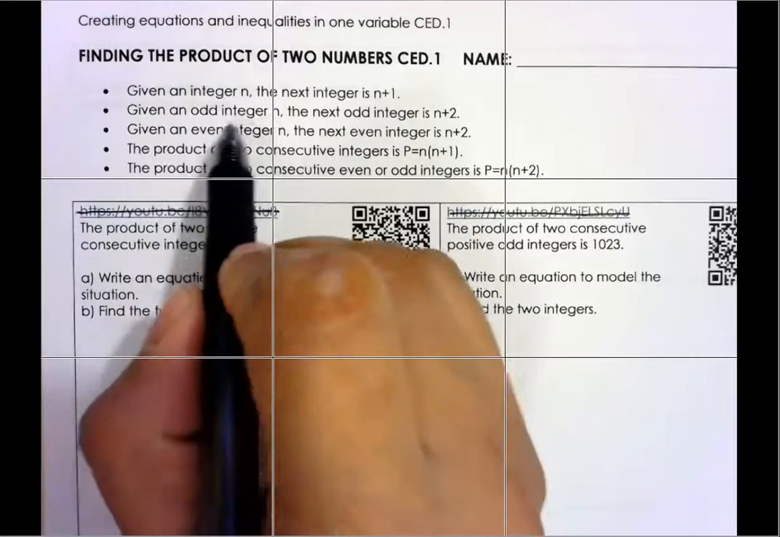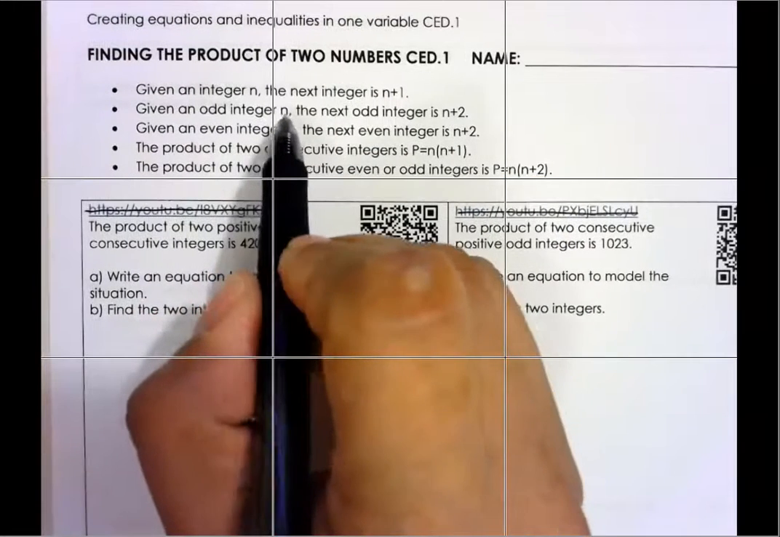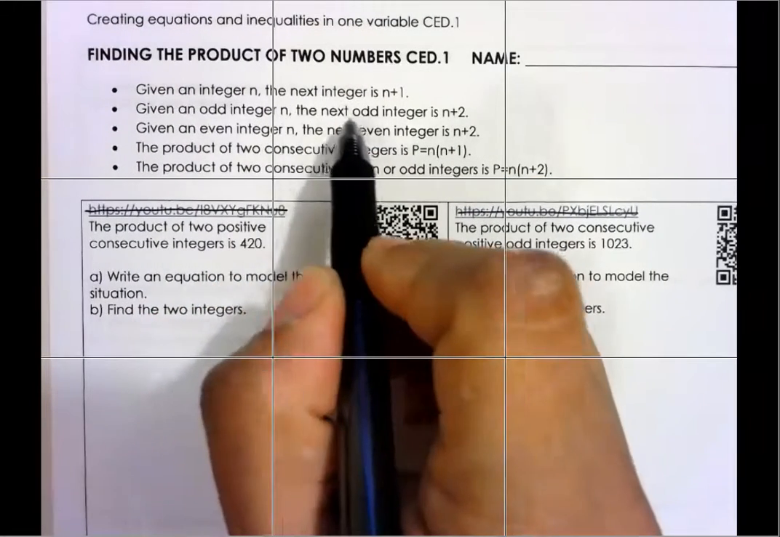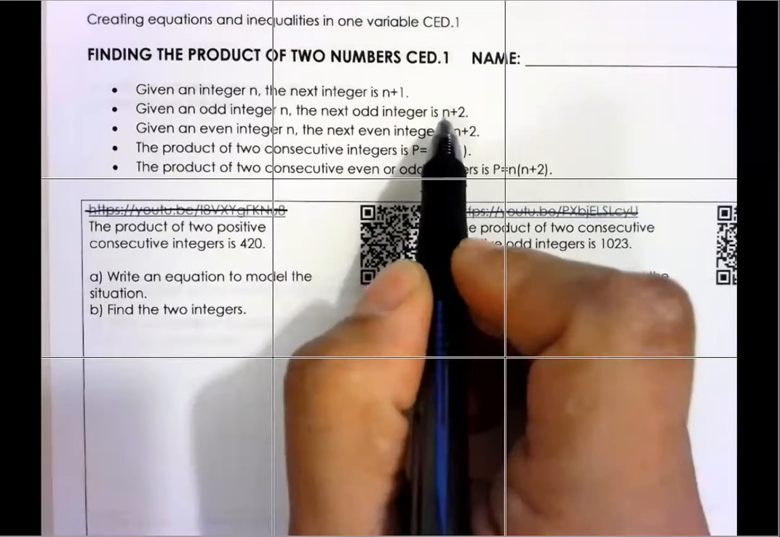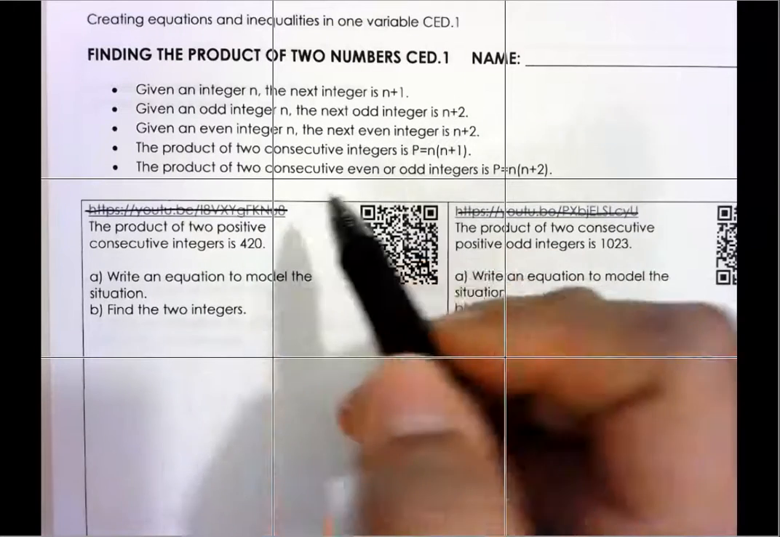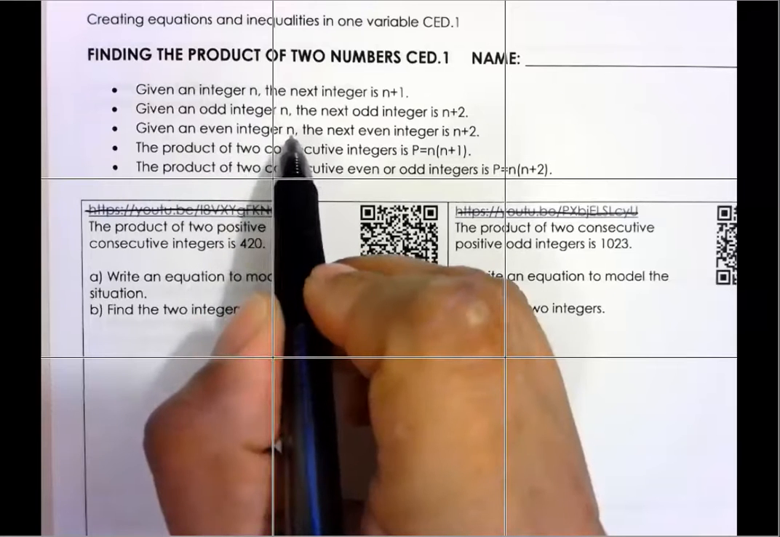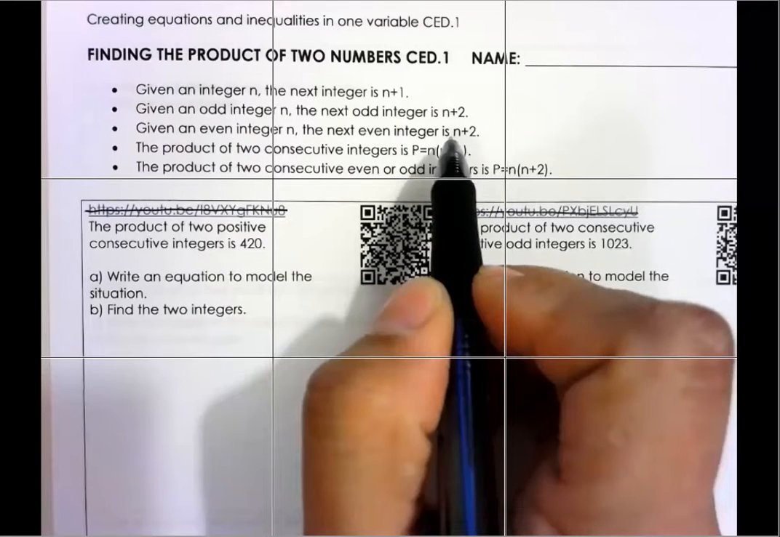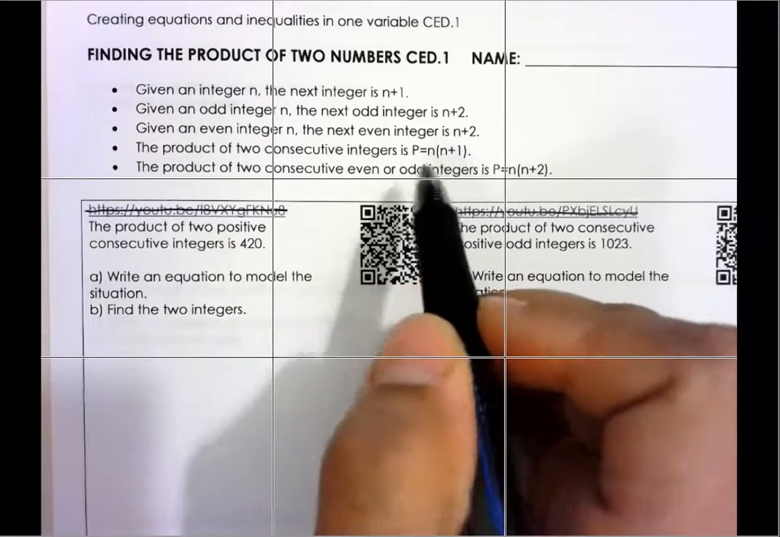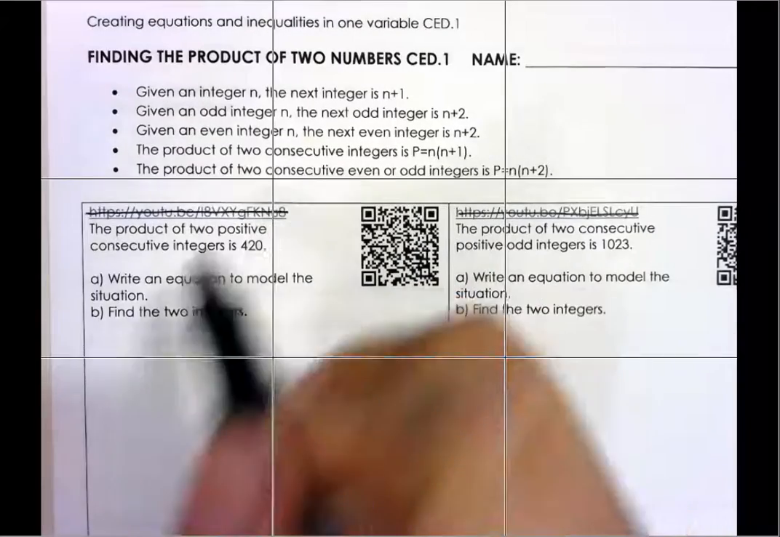If you have an odd integer, let's say n is 5, the next odd integer is going to be n plus 2. So 5 plus 2, that would be 7. Or if you have an even integer, let's say 2, the next even integer is going to be n plus 2. So if you have 2, 2 plus 2 is 4. That will give you the next even one.